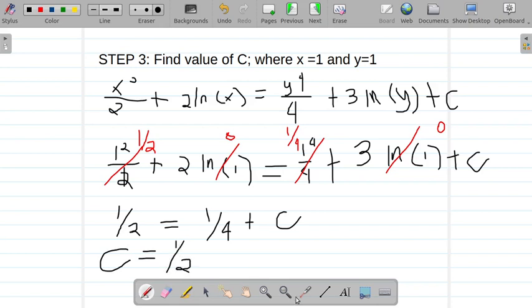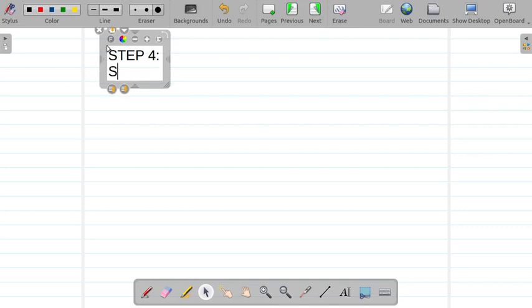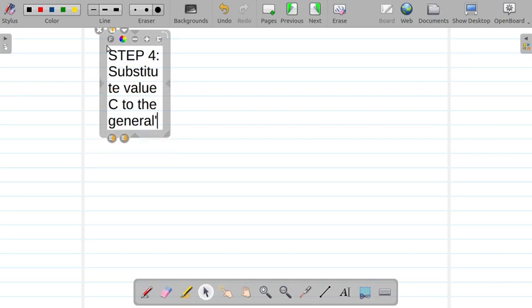So, the next step is nakita na nato ang value ni C. Ang next step is substitute nato ang value ni C sa general solution. So, step 4. Substitute value of C to the general solution nga atong nakita. General solution found on step 2.